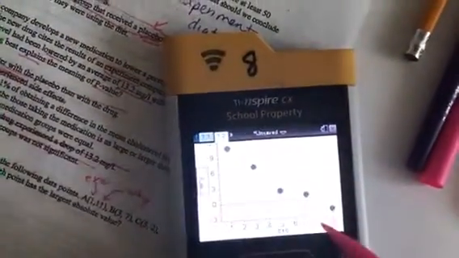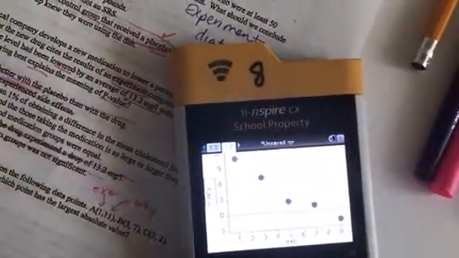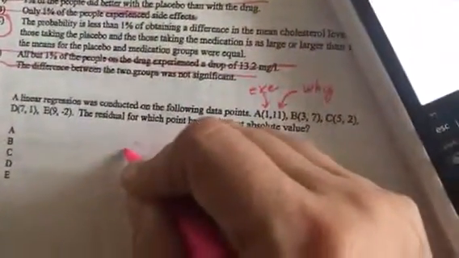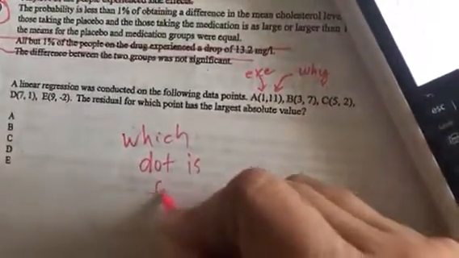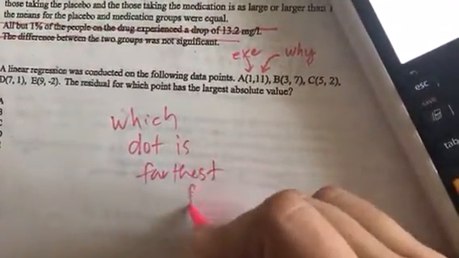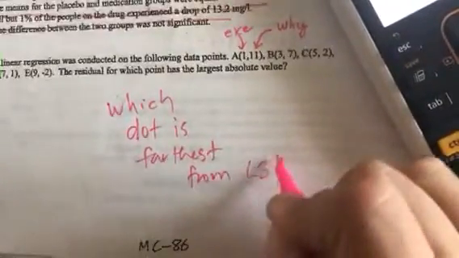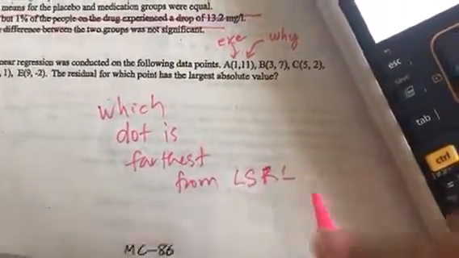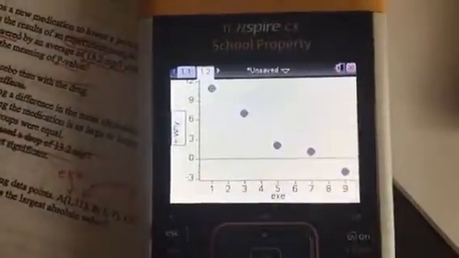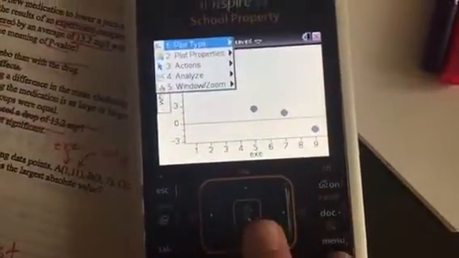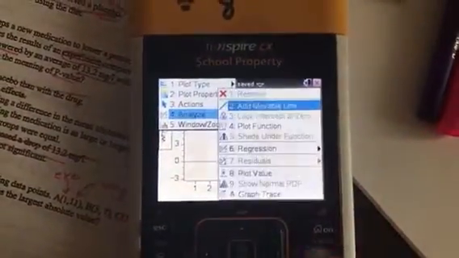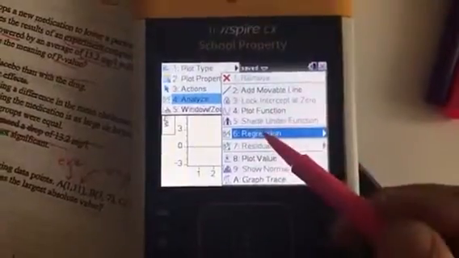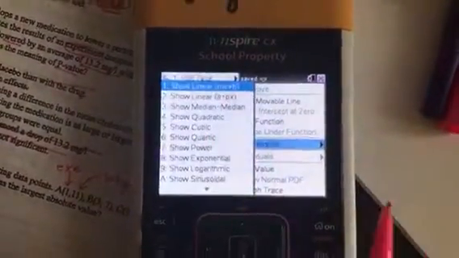So they're asking at which point would the residual be the largest absolute value. So that's actually code for which dot is farthest from my least squared regression line. Okay. So I need a least squared regression line, don't I? So you go to menu, analyze. Notice there's a little miniature picture of what looks like somebody putting a least squared regression line. And then there's the word regression. So that's what we want. I'm going to select that.